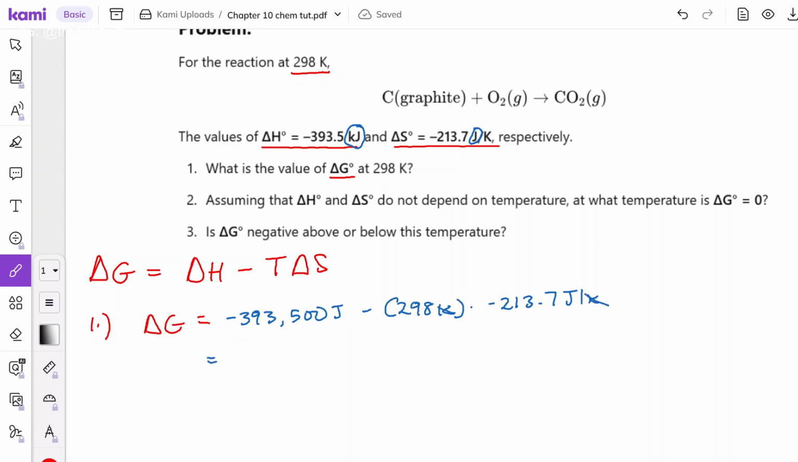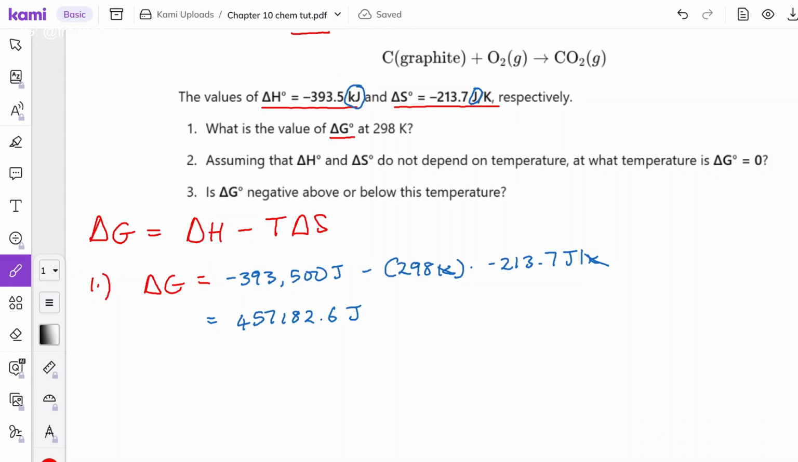Now we plug this into the calculator and try to find the answer. And the answer is going to be 457,182.6 joules. And it doesn't ask to convert it to kilojoules, so we can leave our answer like that. And then move on to number 2.